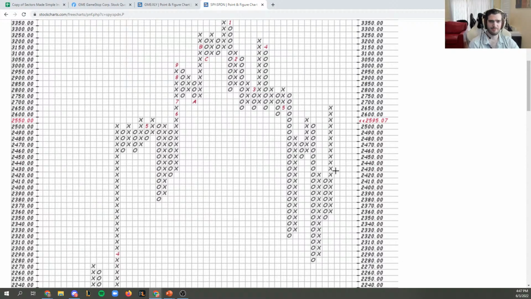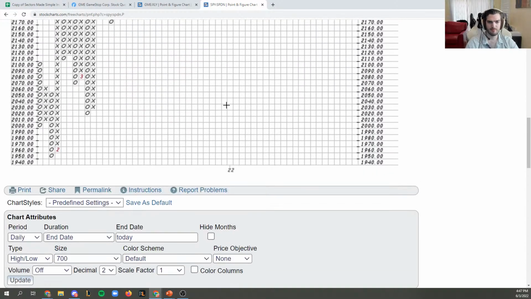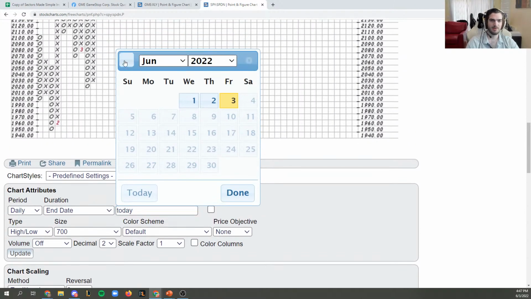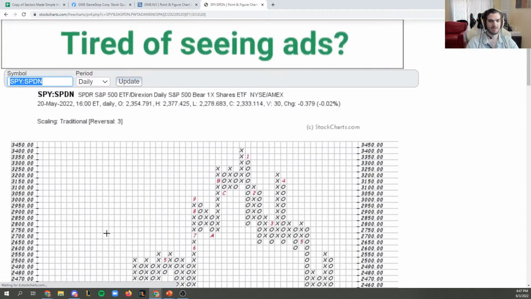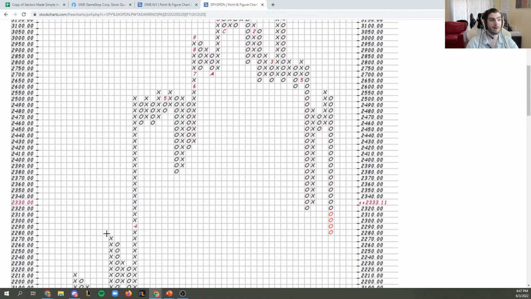But that changes. And to show you the change, let's go back in time to 5/20. This was the day that the market hit bottom. So far, the bottom. Hopefully, the bottom. Here we see a massive column of O's, which means that SPY short term is underperforming its inverse, and long term is underperforming its inverse.